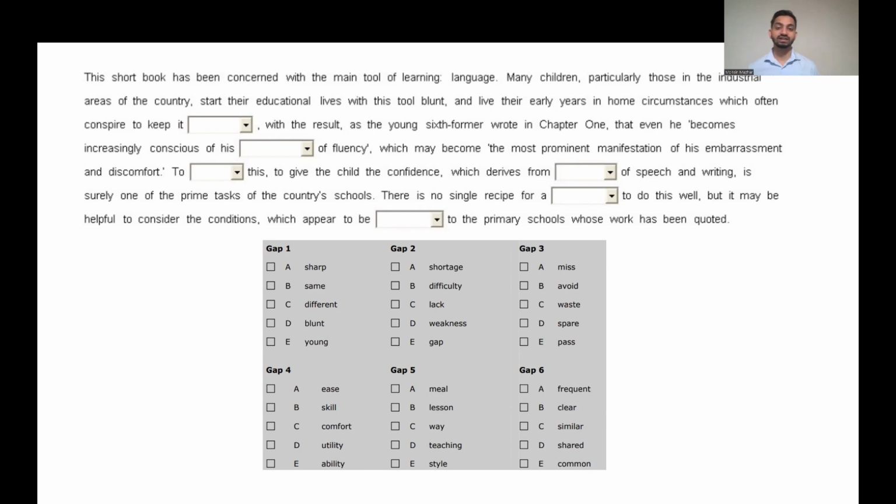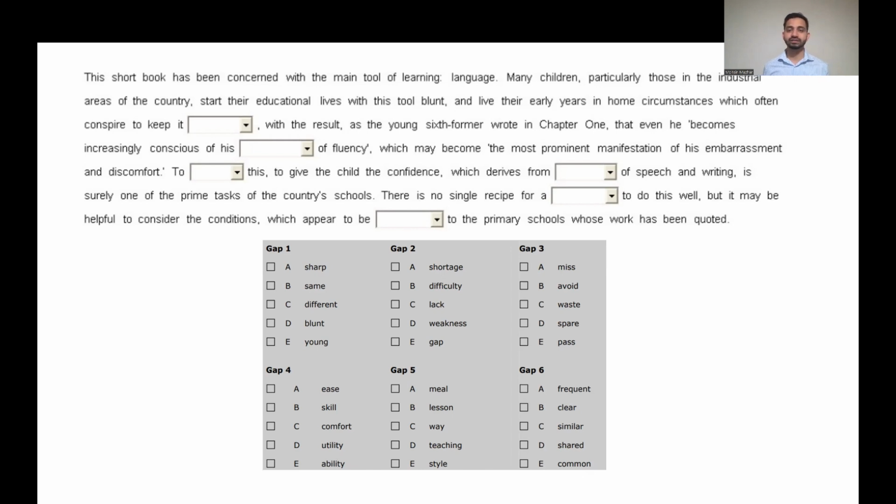There is no single recipe to do this well, but it may be helpful to consider the conditions which appear to be common to the primary schools whose work has been quoted. So it's talking about learning, talking about language. That's the topic there, and your first sentence gives you an idea of what the topic could be. It's talking about many children, particularly those in the industrial areas of the country, who start their educational lives with this tool blunt. Basically, tool blunt. It's not that sharp.